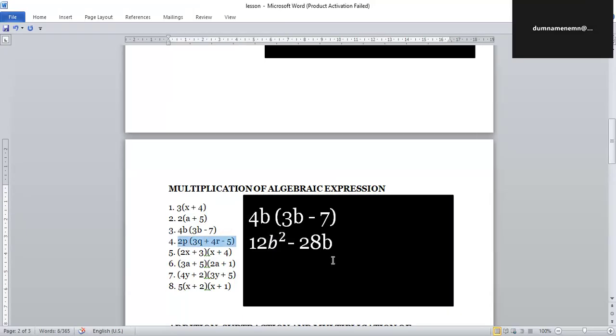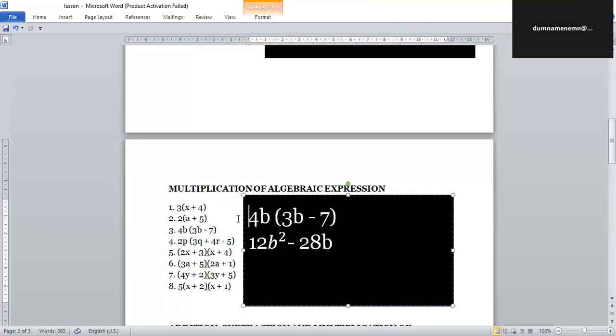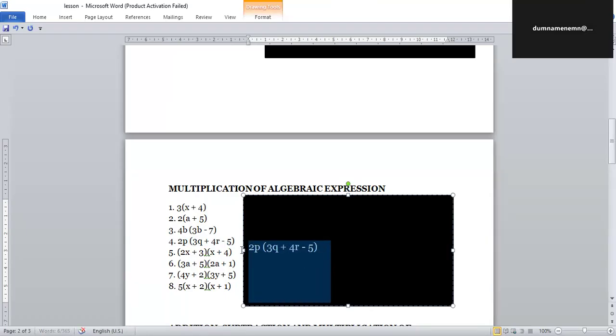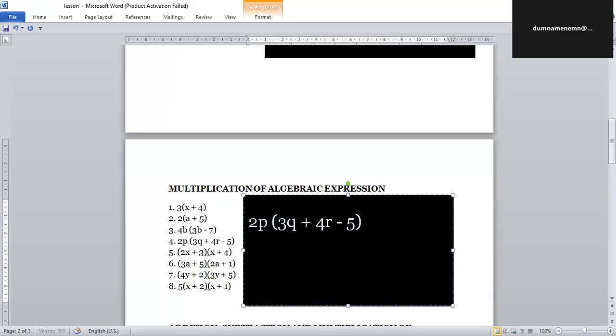Let's try question 4. So it's becoming more complex. How do you multiply this? Now, the same knowledge we got from question 3, we're going to apply it for question 4.